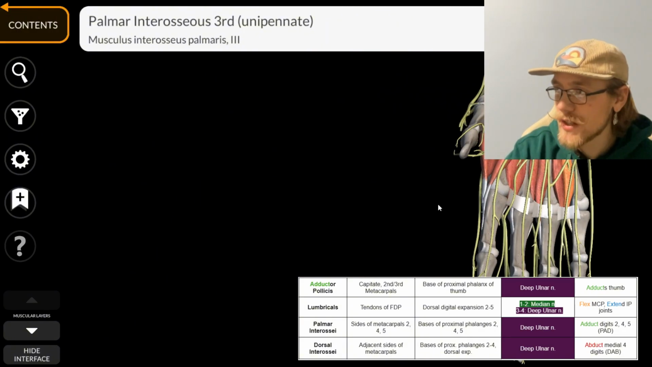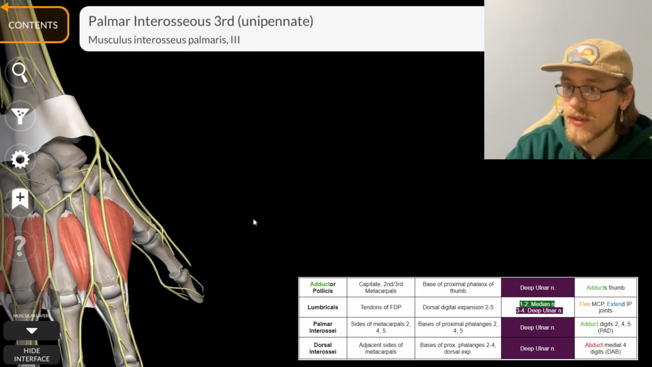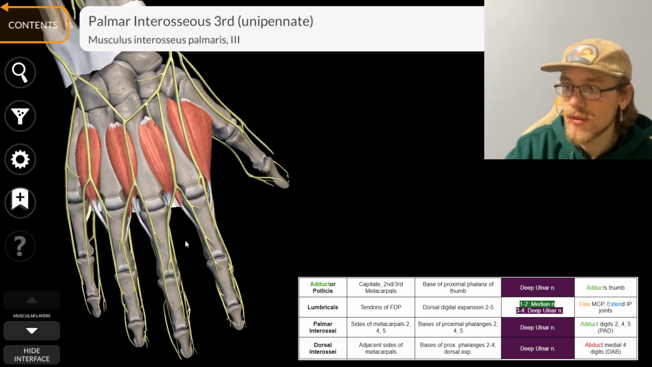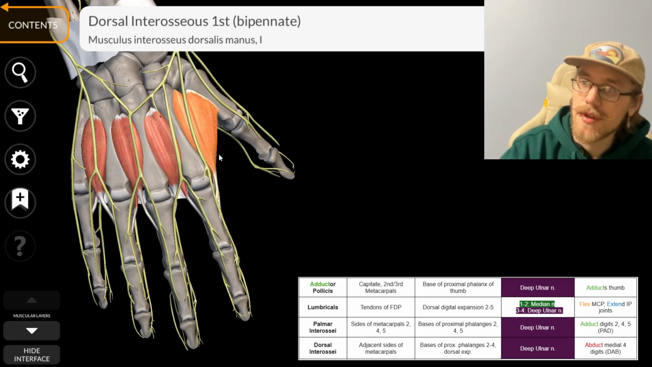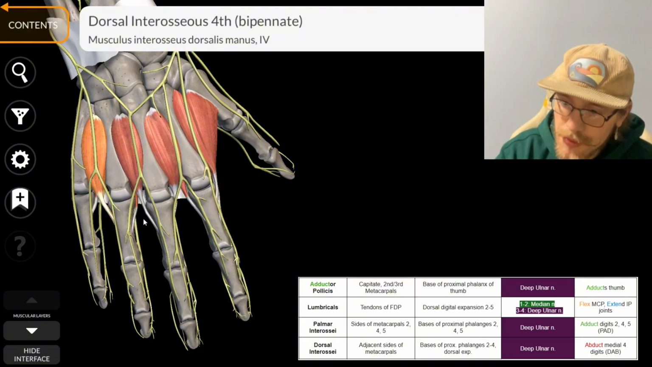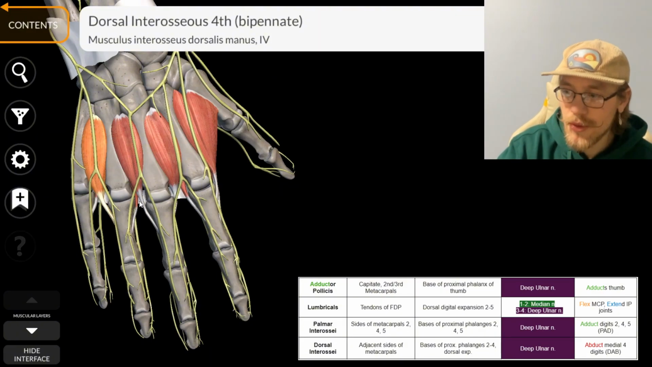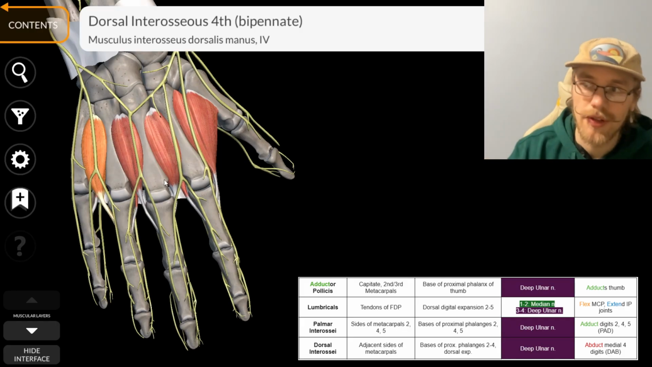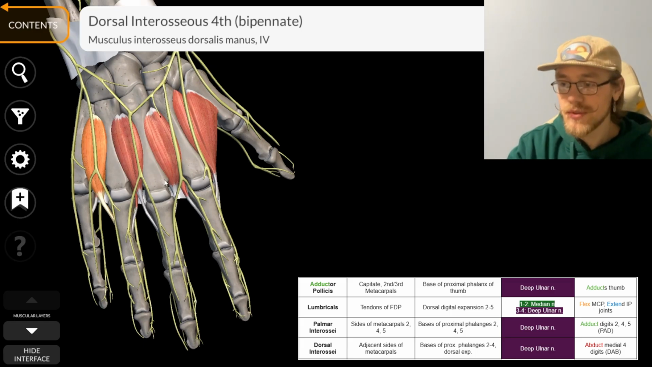That's going to be on the back side. And this is our last muscle of the entire video. Whoa. Sir, please. So our dorsal interossei, 1, 2, 3, 4. There's 4 of these guys. They're going to do the opposite of our palmar interossei. So they're going to abduct our digits. So abduct. They're going to spread them. That's everything. That's every muscle that we've got to do.